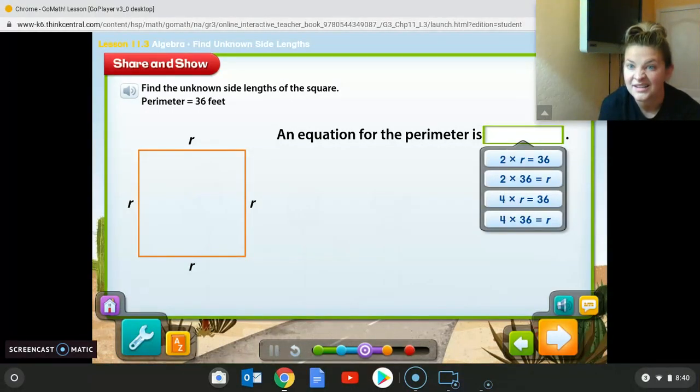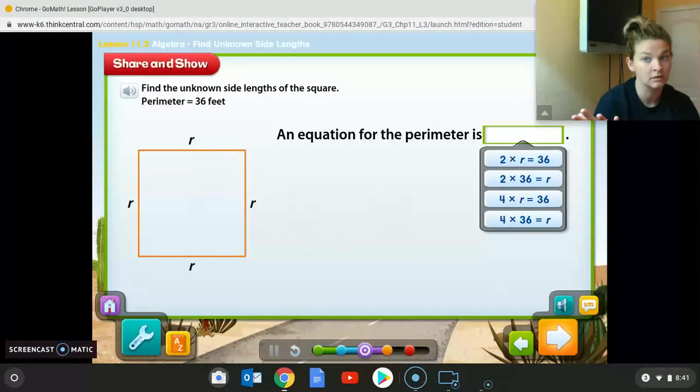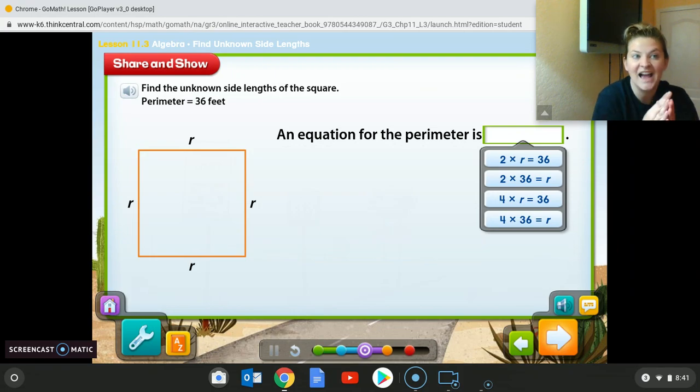Well, we can't say that R is 36 because that means that R would be 36 plus 36 plus 36 plus 36. So let's look at these equations. Remember, an equation is an answer with an equal sign. Just a math sentence. So if I have R, how many R's do I have? Because it's a square, I have 4 R's, right? All of them should be equal. So if I have 4 equal sides, and I take the sides and I repeat them, right? Repeated addition. Do you get what I'm saying? Yes. It's repeated addition, which means multiplication.